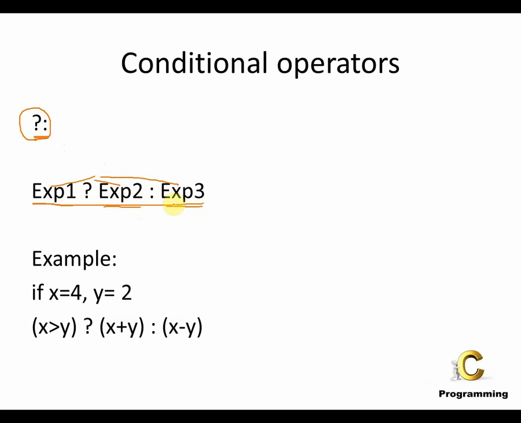Okay, now how does this actually go about? We'll look into the example. Say we have an example: x equal to 4, y equal to 2. Now you have to remember that you have to evaluate the first expression. If expression 1 is true, then expression 2 is evaluated, which is this one.